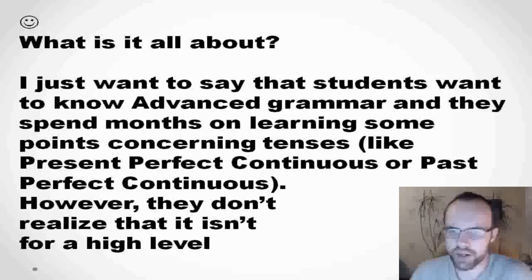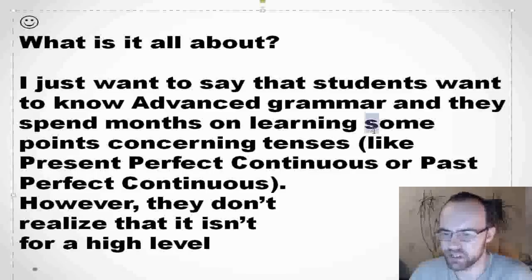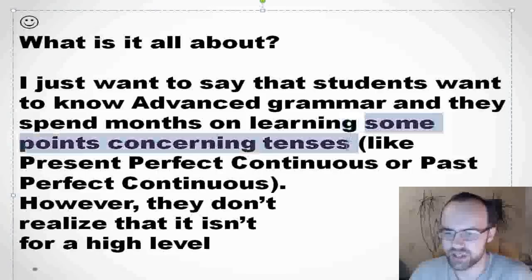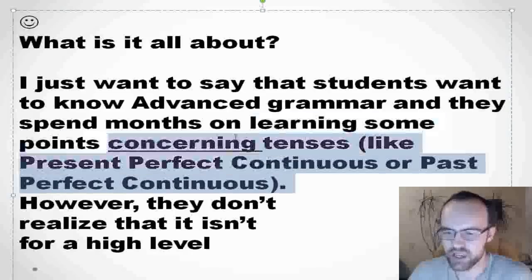So what is it all about? I just want to say that students want to know advanced grammar, and they spend months on learning some difficult points concerning tenses, like present perfect continuous, past perfect continuous. You know that there is some information for intermediate level concerning these tenses, and some information for advanced level. And they try to learn these exceptions and so on.